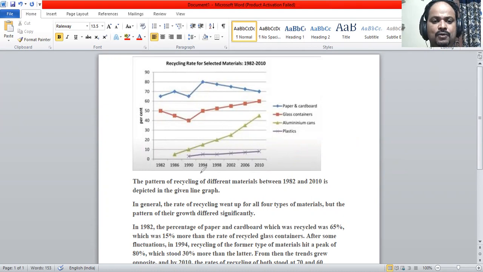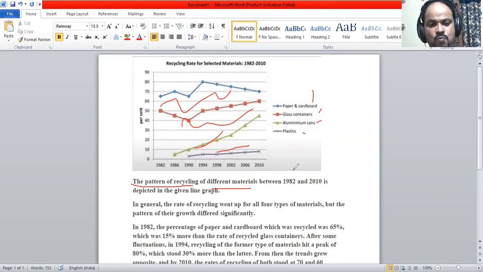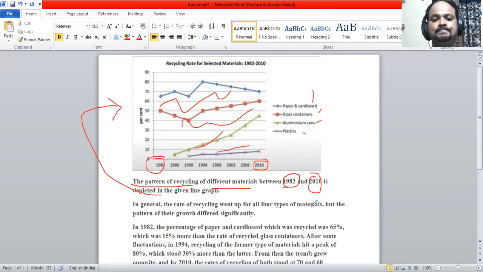So we can say the introduction: the pattern of recycling of different materials between 1982 and 2010 is depicted in the line graph. Clear?